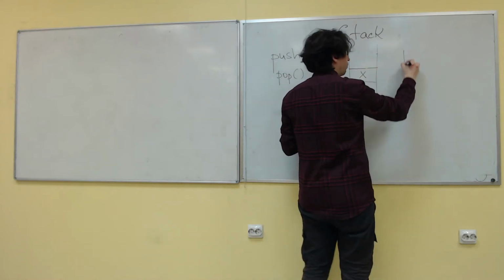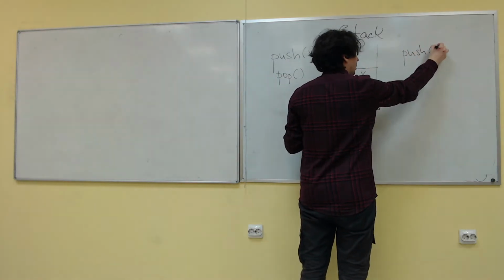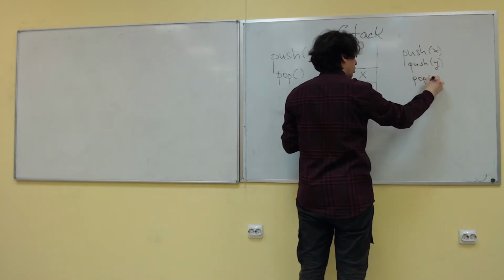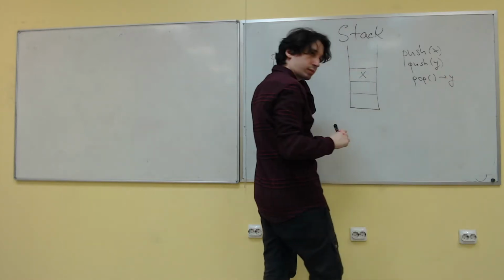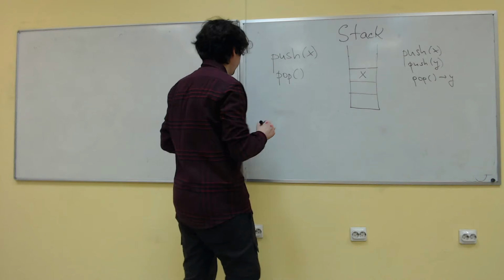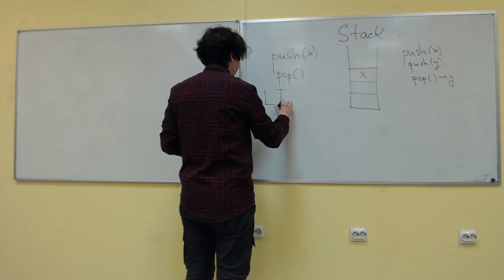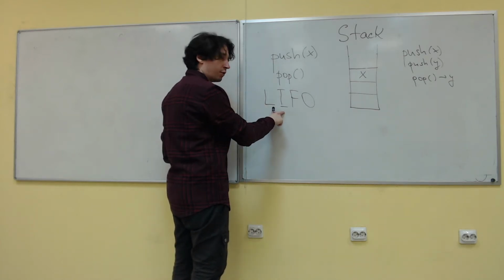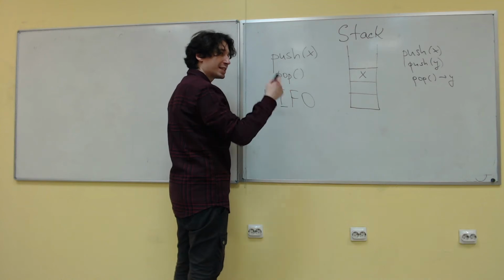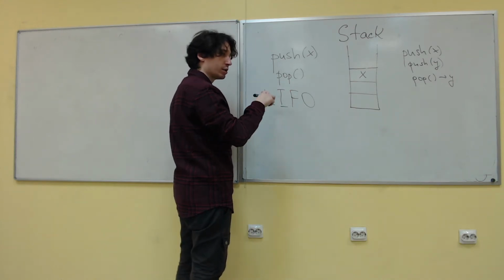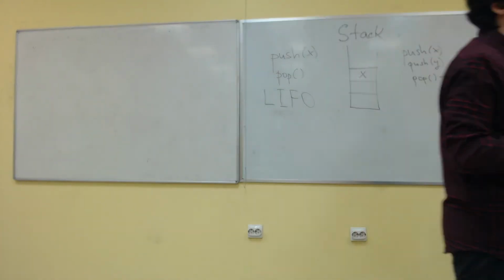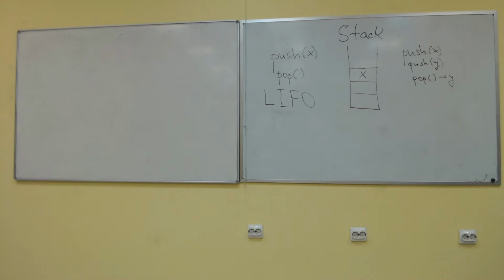So if you have push X, push Y, then pop will return Y. This data structure is named LIFO, which is last in, first out. So the latest element that was added to the stack is returned by pop. My first question: is it clear how to implement this data structure?